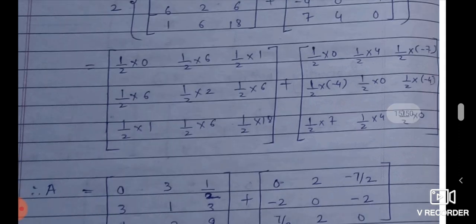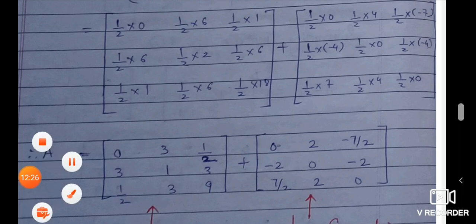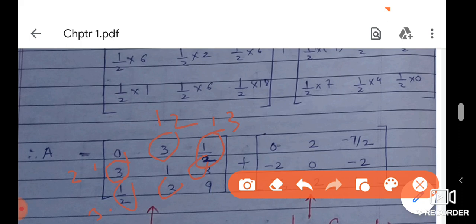So half into 0 is 0, half into 6 is 3, half into 1 is half, and so on. Now observe the first matrix. In the first matrix you are observing 3, 3, half, half, 3, 3; the numbers are same. And what are the positions? This 3 is present at the place 1 2, this 3 is present at the place 2 1, this is present at the place 1 3, this is at the place 3 1, 2 3, 3 2. Means what, this matrix is a symmetric matrix. Why? Because Aij is same as Aji.